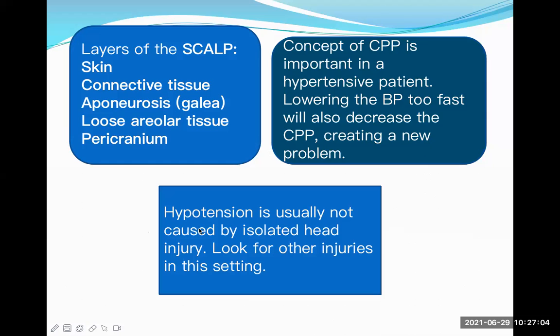And another point: if the person with head injury is having hypotension, that hypotension is not caused by isolated head injury alone. We have to look for some other injuries in this setting, like intra-abdominal injury, or any other fracture which has led to a lot of hemorrhage. Because usually in case of head injury, hypertension is more common than hypotension. But if hypotension is occurring, then some serious type of blood loss must have happened because of other associated injury.